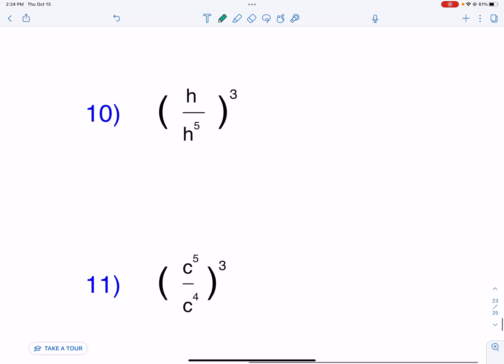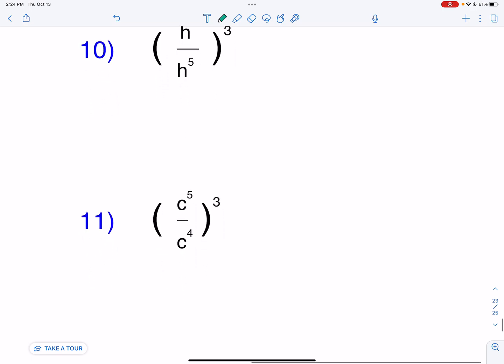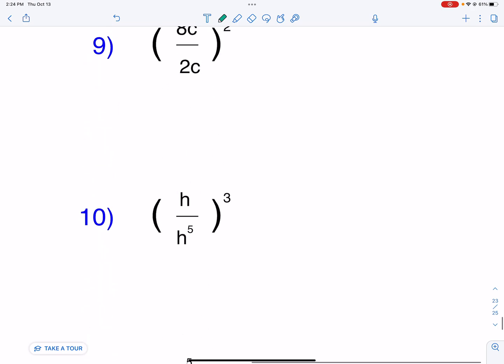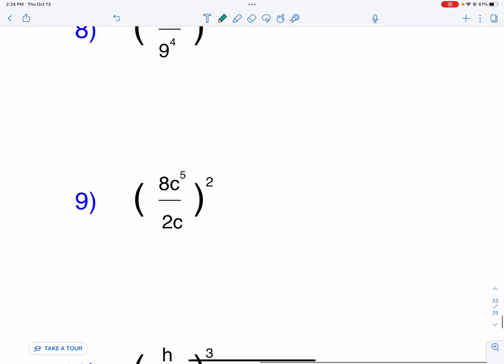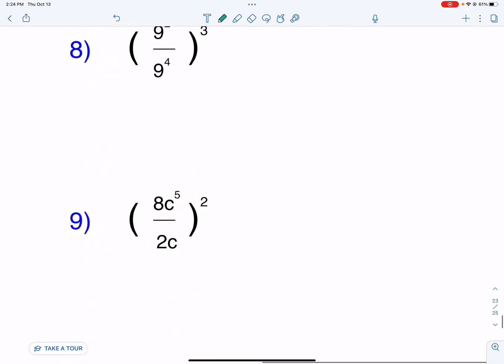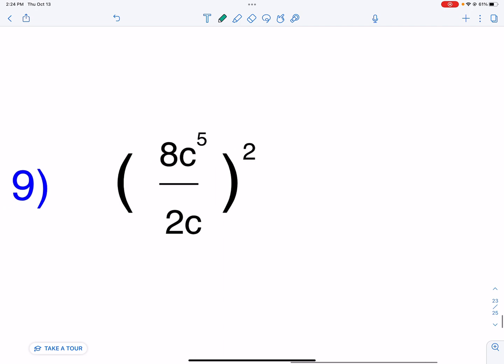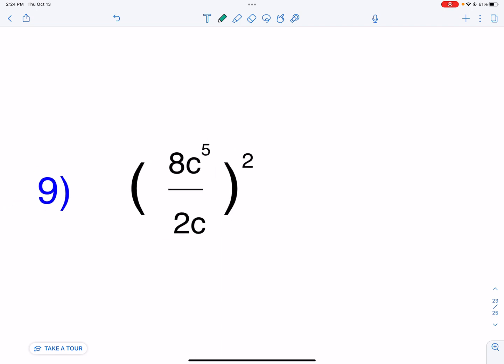Let's take a look. Let's do one with some letters. Let's do 9. Now I picked 9 for 2 reasons. 1, it has variables. 2, the numerator and the denominator both have a constant in them. So this is a great review from the last class we had.